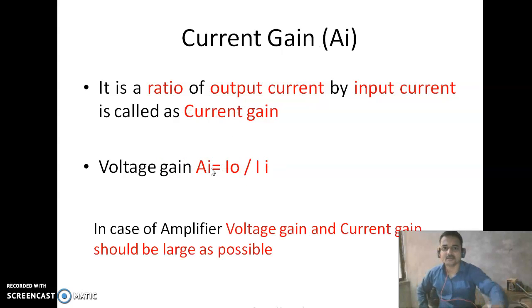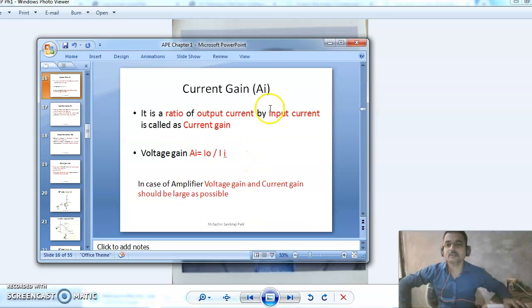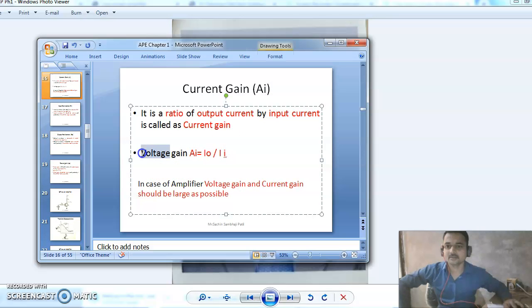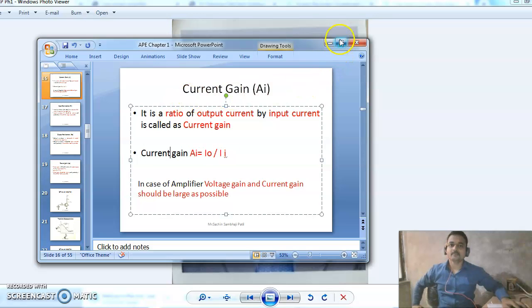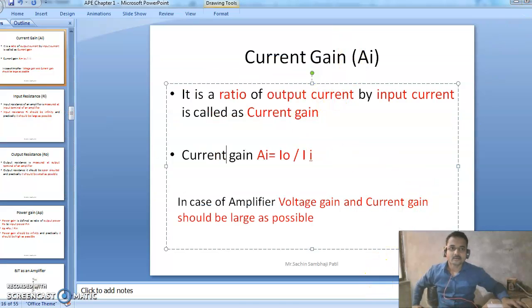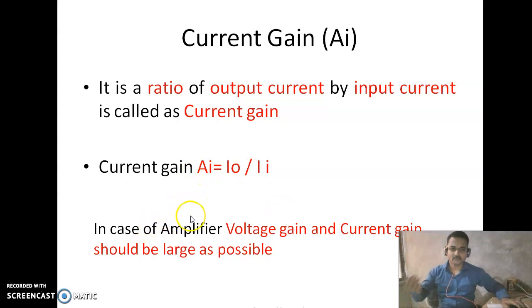Then, what is current gain? It is the ratio of output current to input current, called current gain. So gain means the ratio of the output to the input. Voltage gain means the ratio of the output voltage to the input voltage. Current gain means the ratio of the output current to the input current. In the case of an amplifier, voltage gain and current gain should be as large as possible.